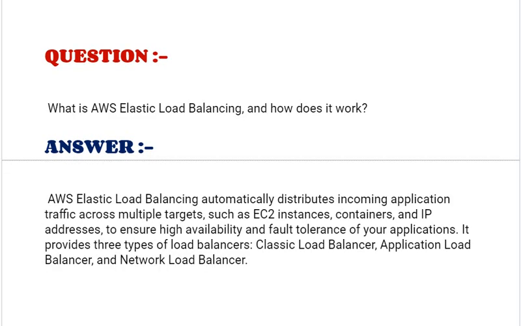Our next interview question is: what is AWS Elastic Load Balancing and how does it work? Your answer should be: AWS Elastic Load Balancing automatically distributes incoming application traffic across multiple targets such as EC2 instances, containers, and IP addresses to ensure high availability and fault tolerance of your applications. It provides three types of load balancers, that is, classic load balancer, application load balancer, and network load balancer.